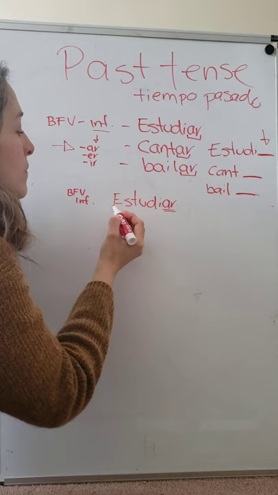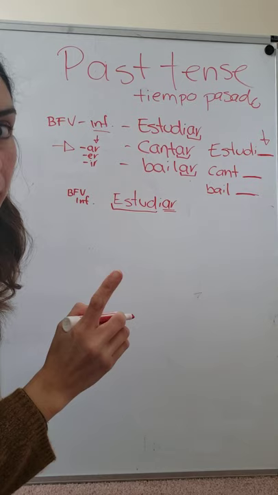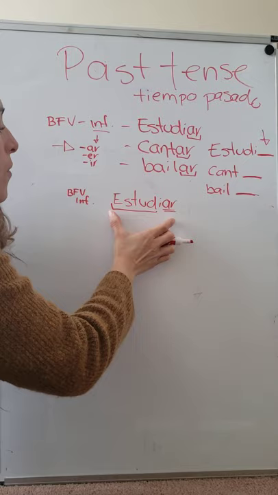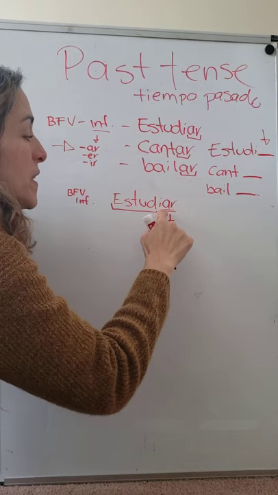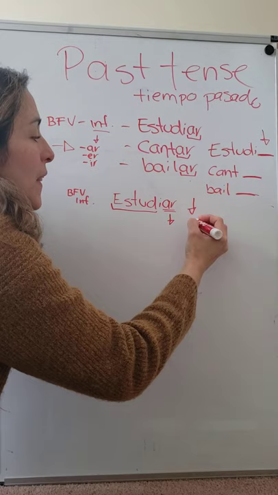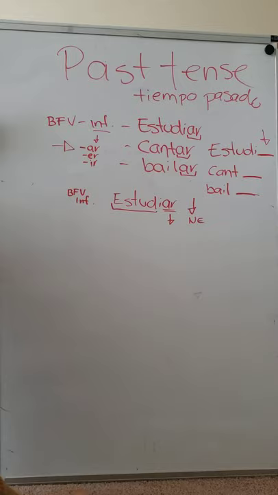Okay, so this is a stem, and the secret to make this basic form of the verb into the past tense or present tense or whatever is, you have to keep this stem, drop the ending, and add the new ending. Okay? Muy bien.